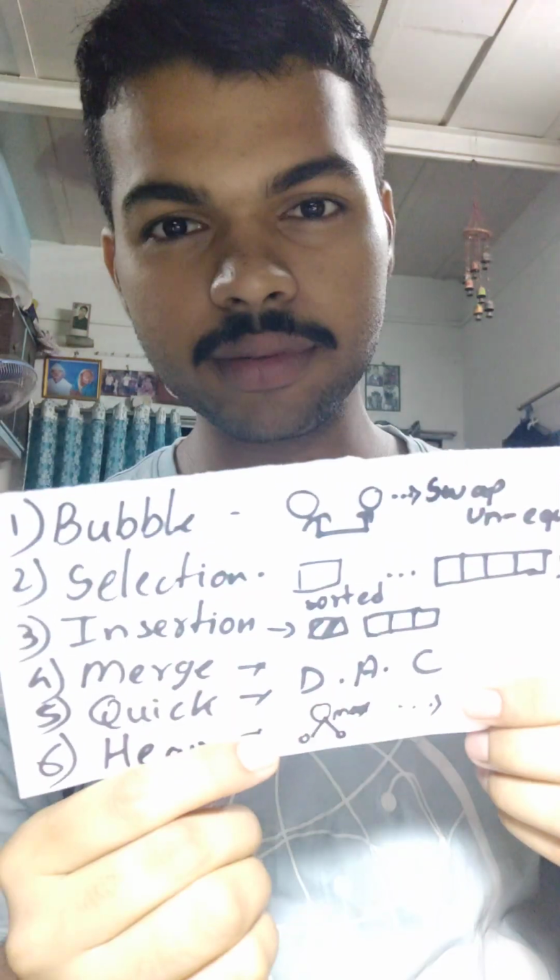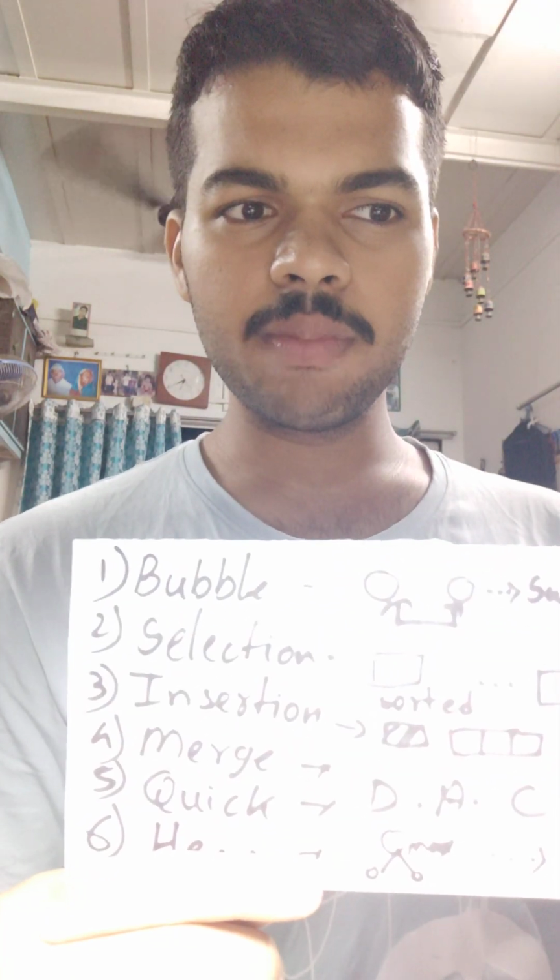That is heap. What is heap? Heap is a data structure which uses a tree. It has a max heap and a min heap. The max heap has the maximum element at the top, and the value of the elements gradually decreases as we move towards the leaf.